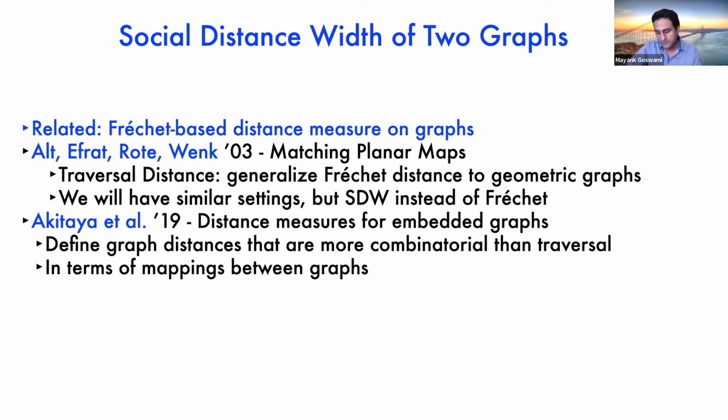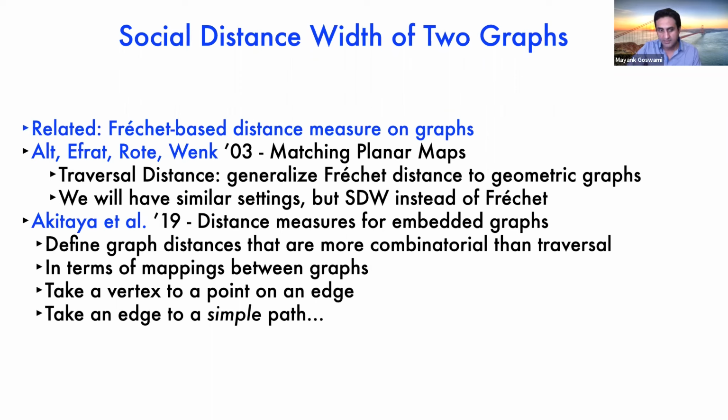And their distance is defined in terms of mappings between graphs. Their mapping takes a vertex of one graph to a point on an edge on the second graph. But it's allowed to take an edge on one graph to a simple path on the second graph. And that makes sense in Frechet, because the dog will never need to loop around, but it doesn't make sense for us in the social distancing setting, which is why right now we are focusing on similar settings as the first traversal distance definition.